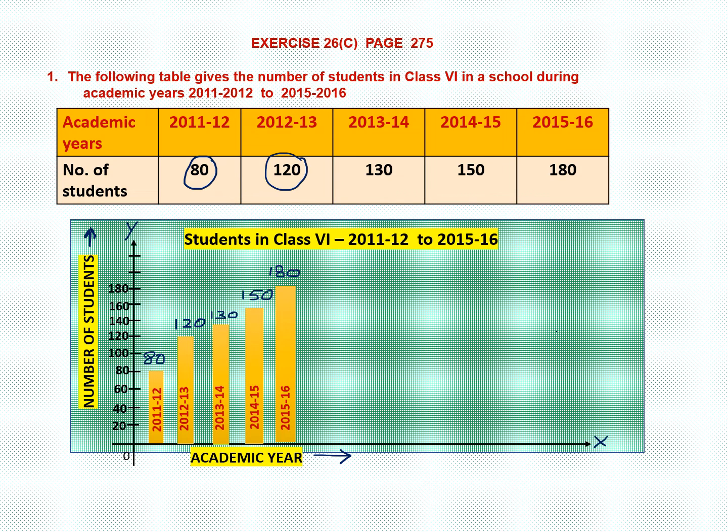So these are all the important points to keep in mind. Now look at all the bars. They're all of the same width. The heights will change. The height of the bars will change depending on the values. But the width should be the same and the space between the bars also should be the same. So let's go on to the second question.